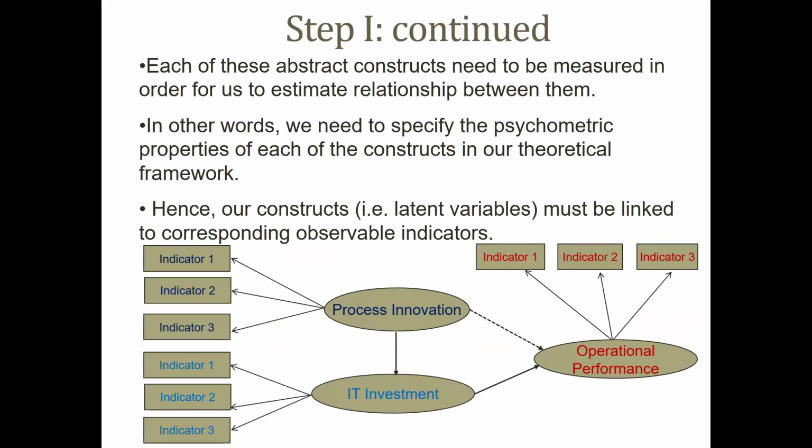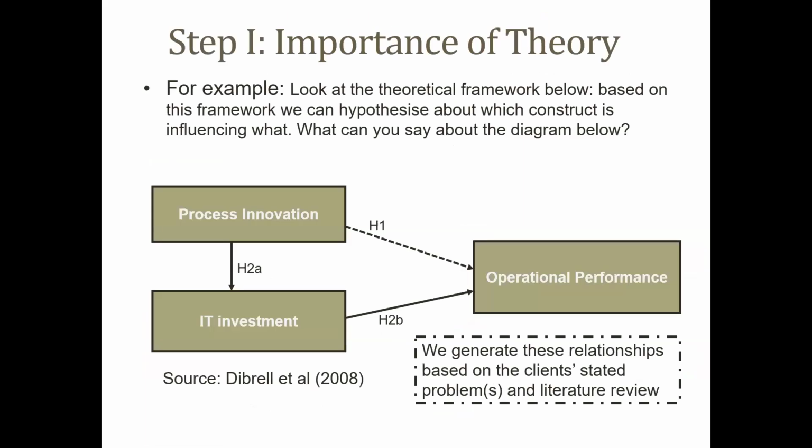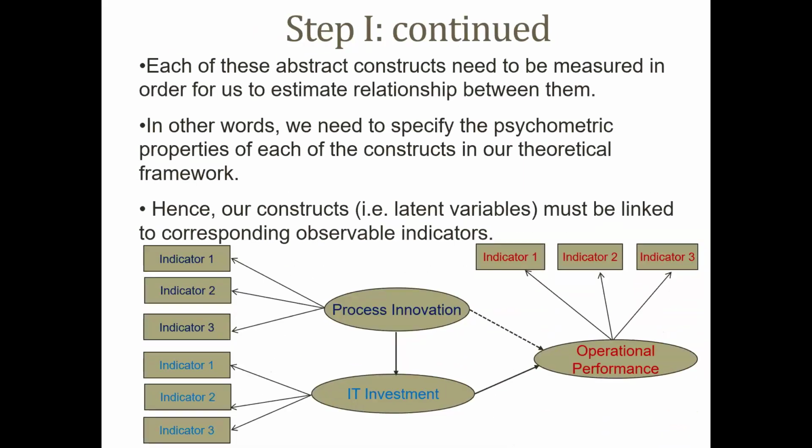So we need to specify the psychometric properties of each of the constructs in our theoretical framework. We need to specify the key characteristics that we should have in mind about each of the constructs so that we can begin to picture it in the organization. We can begin to form a mental picture about how we can even measure those constructs in the organization. So from a raw model like this, we transform it into a structure like this.